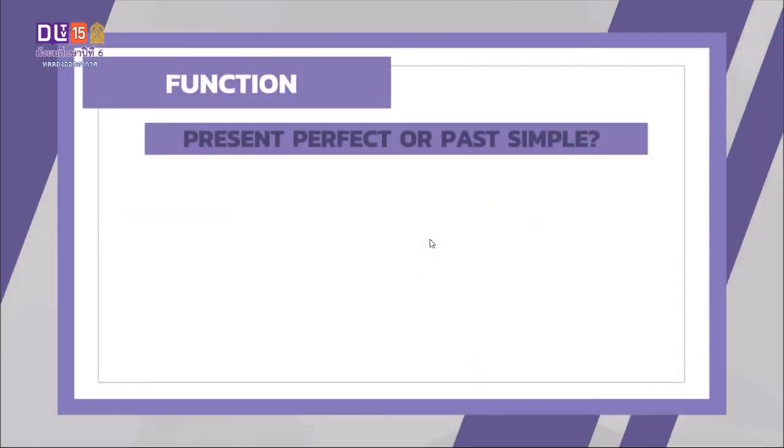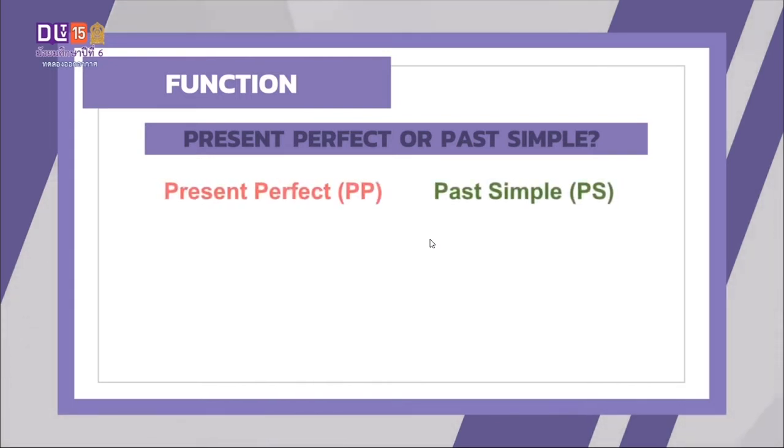Present perfect or past simple? Okay, I will show you the functions and you match between PP or PS. PP stands for present perfect and PS stands for past simple. I will give you around 2 minutes to do this exercise.